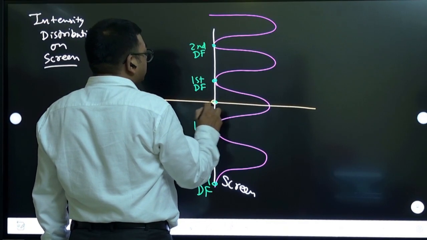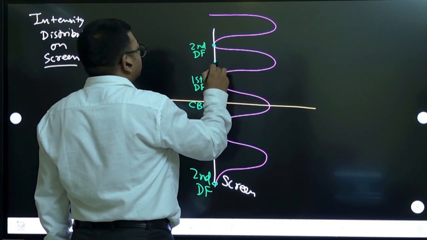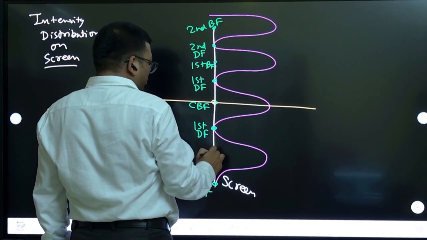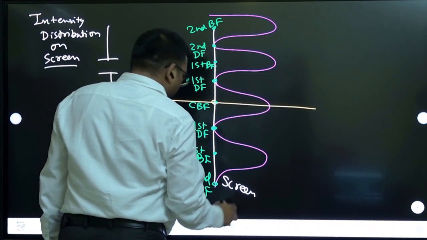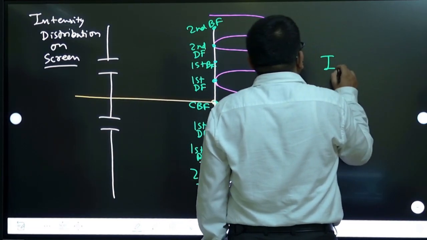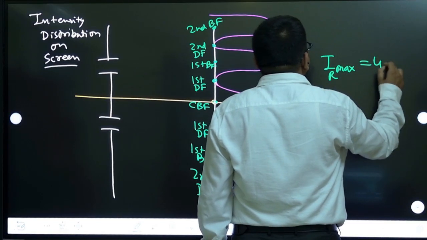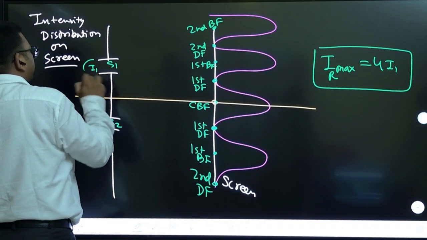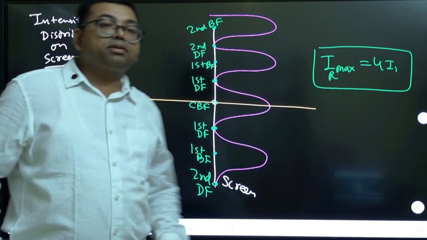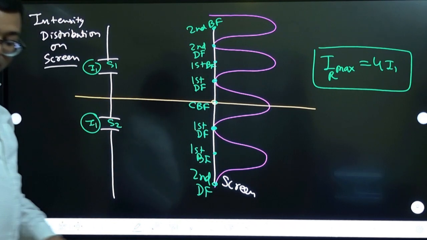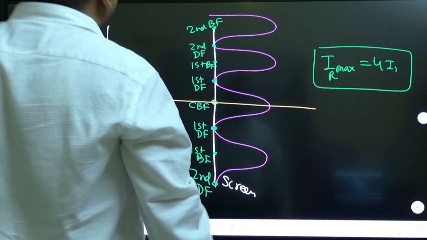But if they talk of maxima, this is the central bright fringe. Then this is the first bright fringe. This is the second bright fringe. Like that below also, this is the first bright fringe. So symmetrically, you can see all the maxima have the maximum resultant intensity 4 times the individual intensity, where here we are taking that each of the slits S1 and S2 have the same intensity I1, because they have the same width. Clear? So that's what it is. I think most of the things are here.